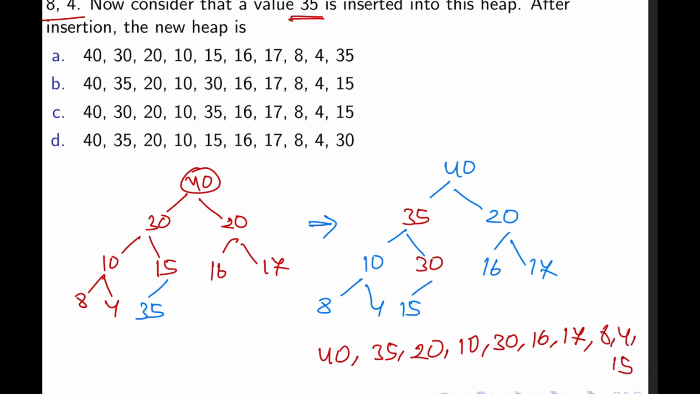Which option is correct? Option B and D are the same for the first few elements, 40, 35, 20, 10, then 30, 16, 17, 8, 4, 15. So this one, option B is correct. Option B is correct.